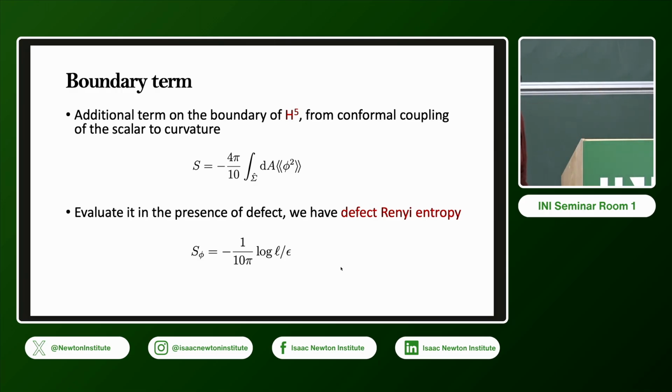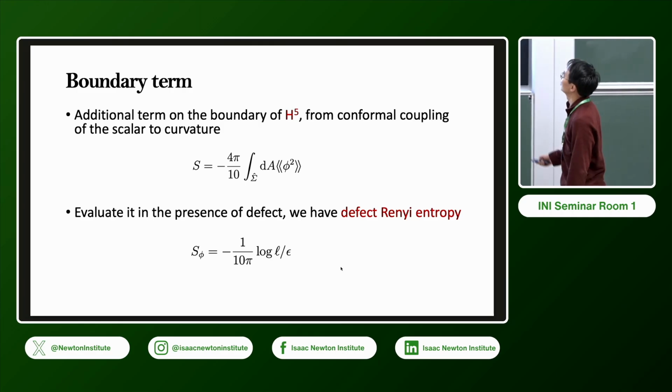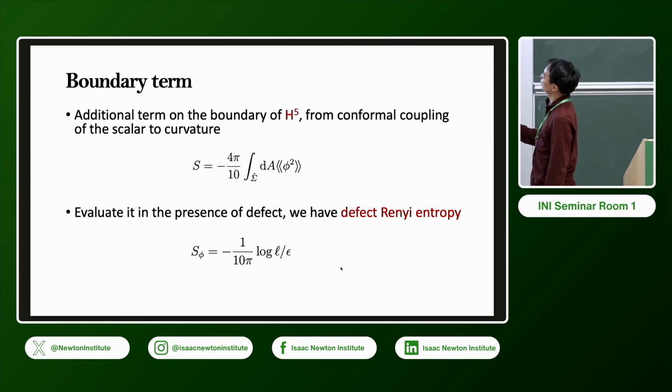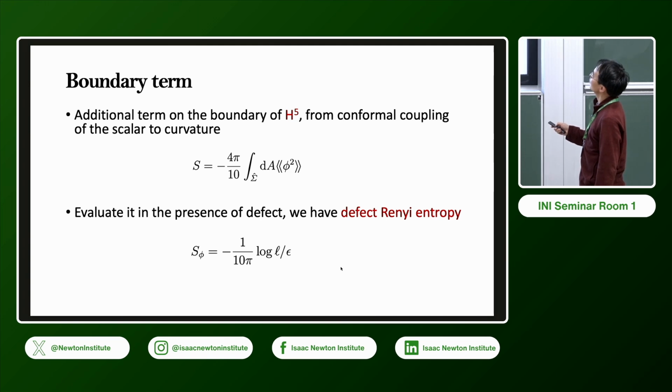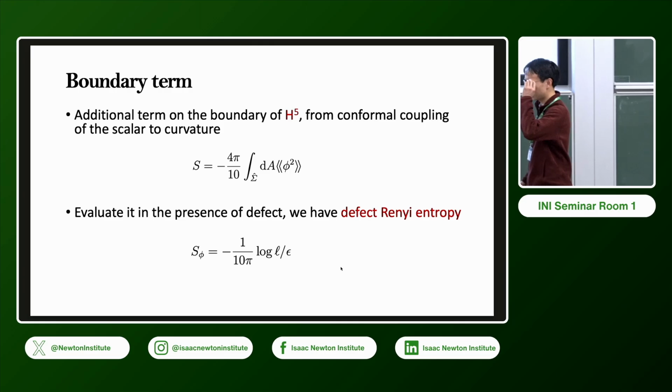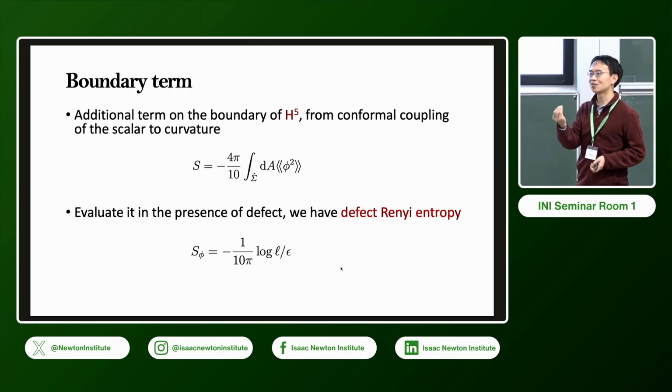Is that all? No, in this case there is some additional contribution we missed, which is the boundary term. Let me explain why. An additional term could appear on the boundary of H5. The boundary of H5 is nothing but the entangling surface. In the canonical calculation of this entanglement entropy, we have a geometry of a cone. There is a tip of the cone, which is singular.